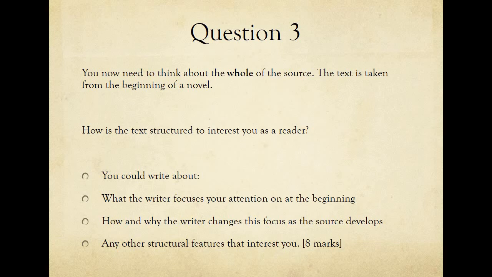So what the writer focuses your attention on at the beginning. Easy. Straight away, we open with that. That's our opening paragraph. How and why the writer changes this focus as the source develops. That is saying where in the body of it, where in the middle do we get a shift? And pick a shift that's dramatic. Pick a shift that really teaches us something, that really gives us a new sense of either that character or that environment. And then any other structural feature. I would always say the end. Okay, that's what your third one should be.